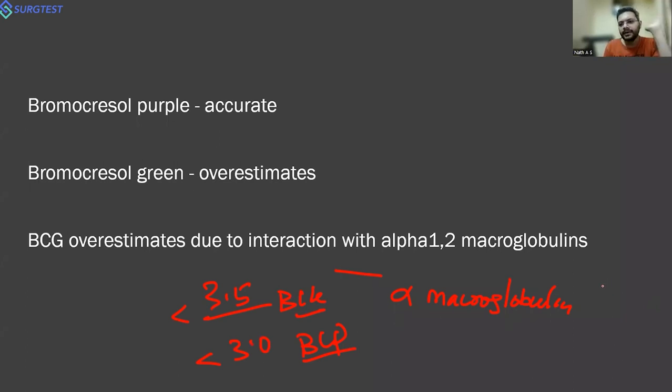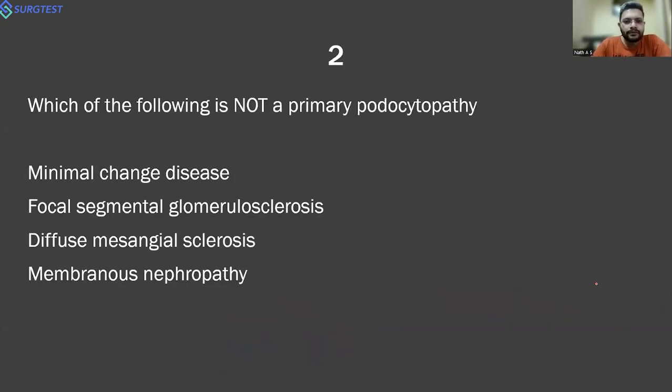And bromocresol purple is accurate. There is no interaction with the alpha macroglobulins. So that's one point you have to know. Second question, because we're going to discuss nephrotic syndrome, I wanted you to understand that this particular cell called the podocyte is at the center of everything.